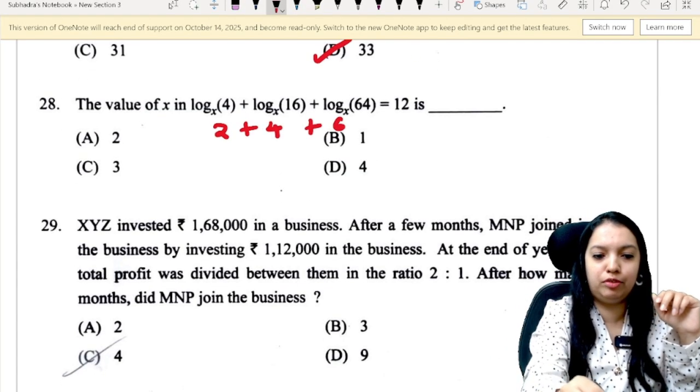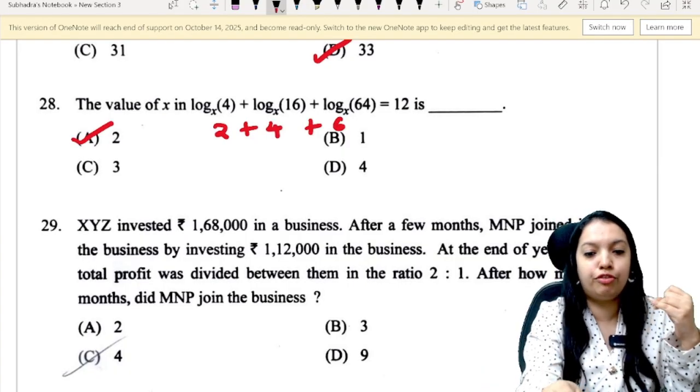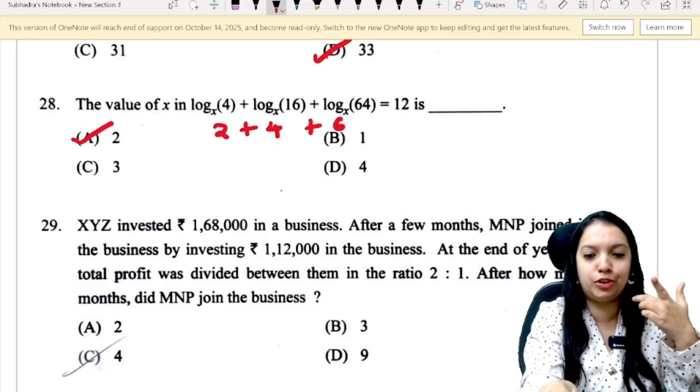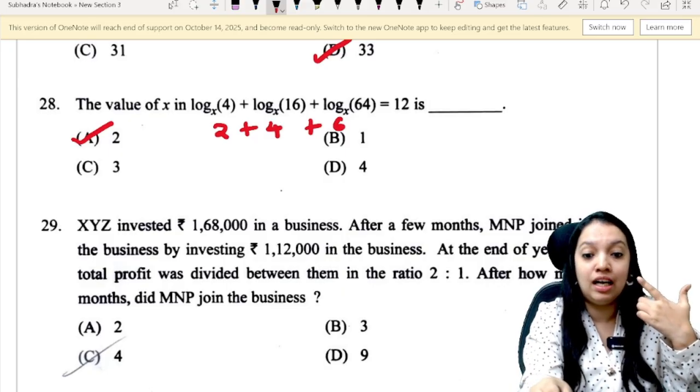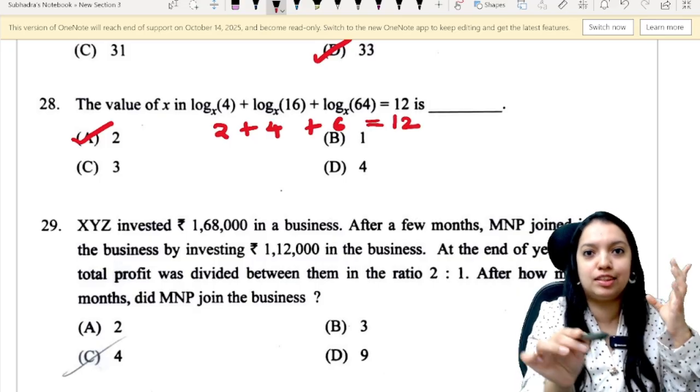Next question, I would do it by option hitting method. In place of x, replace 2. Log 4 to base 2, 2 power 2 is 4, 2 power 4 is 16, 2 power 6 is 64, 6. Add all this, you are getting right hand side as 12. That comes if you take x value as 2.